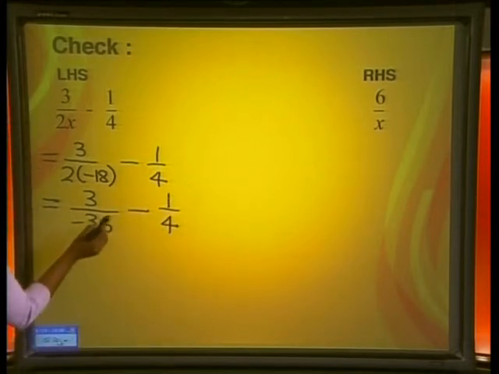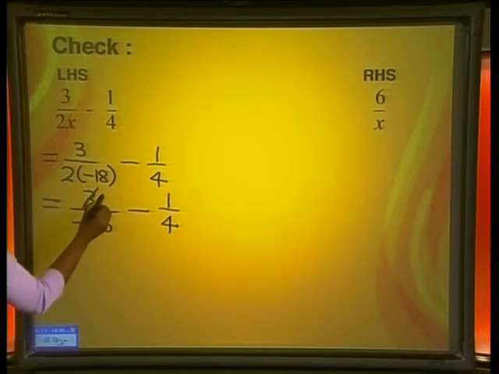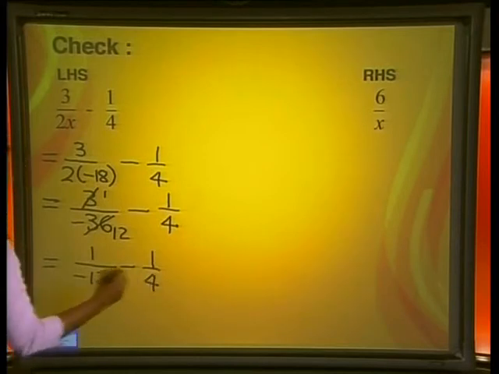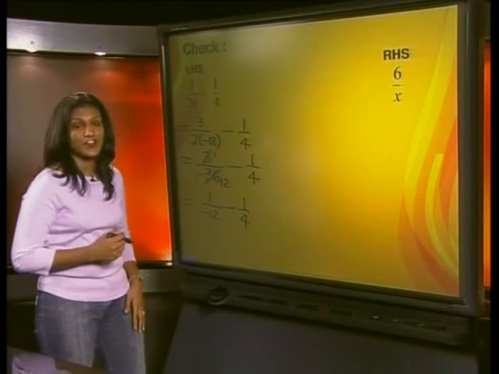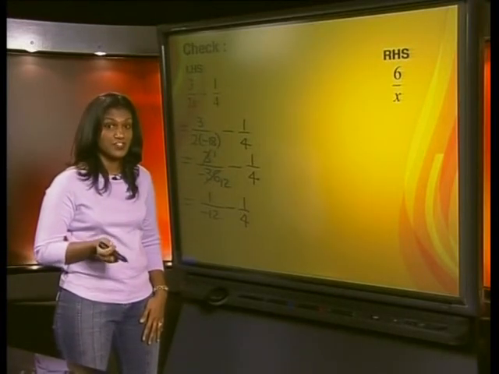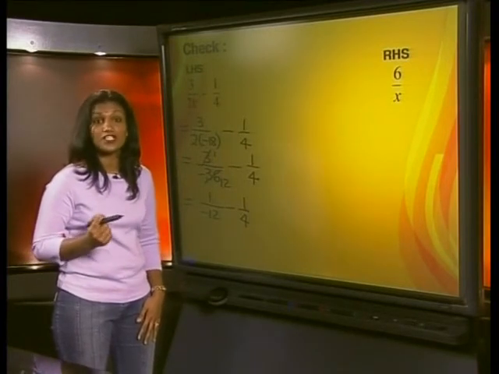Now, do you see that we can simplify this fraction further? 3 goes into 3 once, 3 goes into 36 12 times. So we are left with 1 divided by negative 12 minus a quarter. Now we are subtracting fractions. Do you remember what we must do when we are adding and subtracting fractions? Yes, we need to find the lowest common denominator.